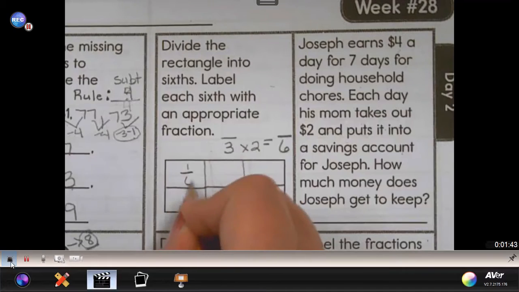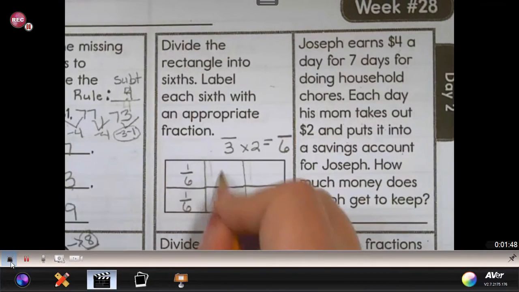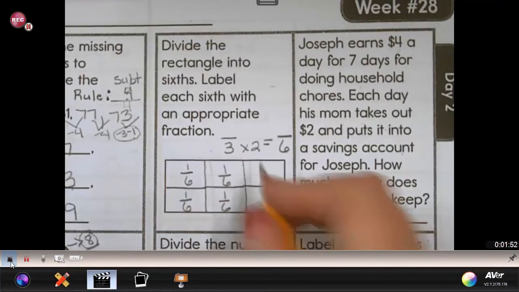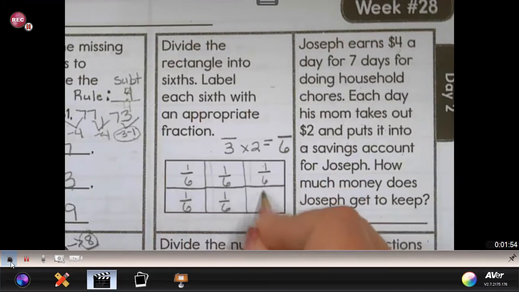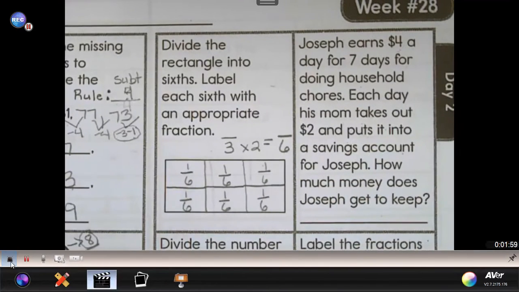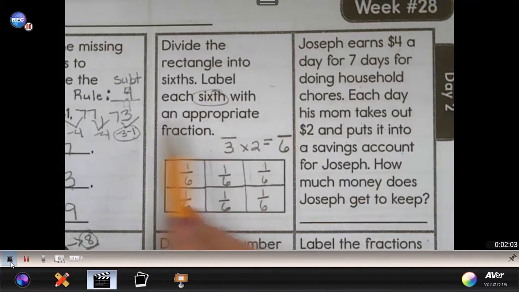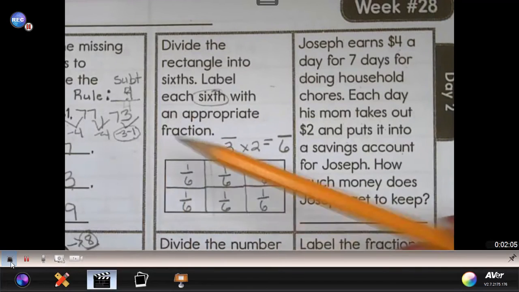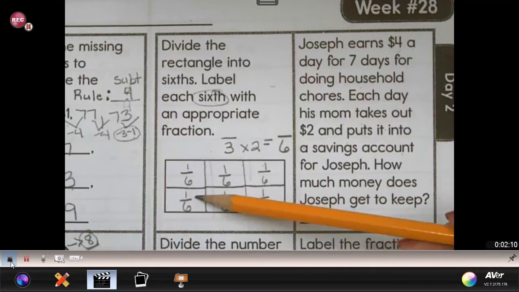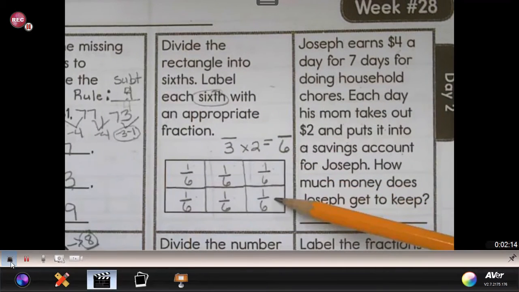So here's a sixth and here's a sixth, but that's also 1/3, remember? Here's a sixth and here's a sixth. That's also 1/3, and here's a sixth and here's a sixth. And that was also 1/3 before I partitioned it. So when it says to label each sixth with an appropriate fraction, they're talking about our unit parts. This is one of the 6 pieces. This is 1 of 6, 1 of 6, 1 of 6, 1 of 6, and 1 of 6.